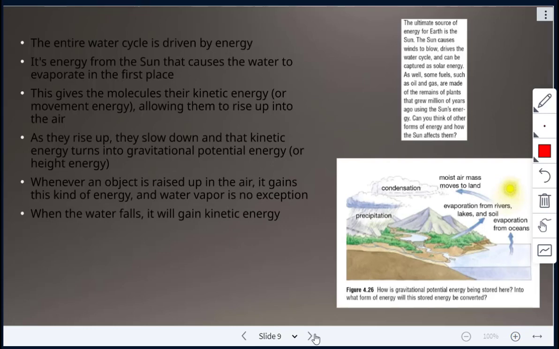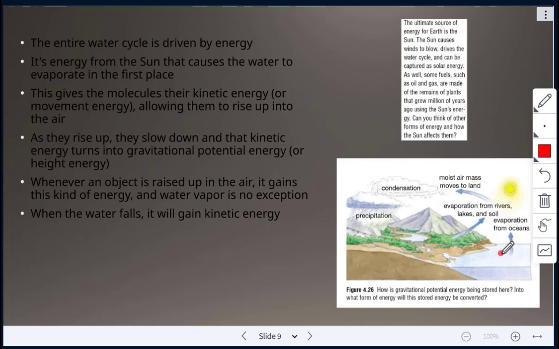All right, the water cycle shown here is driven by energy. So energy from the sun causes the water to evaporate in the first place. So here from the sun we have evaporation. That gives molecules kinetic energy, so particles start moving faster. Therefore, the energy of movement allows them to rise up into the air.